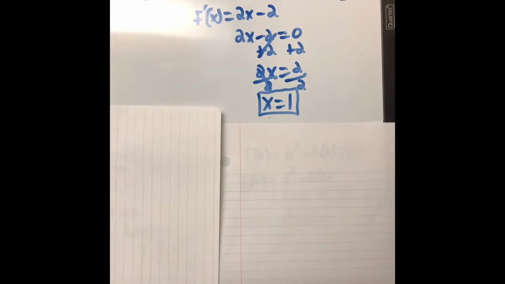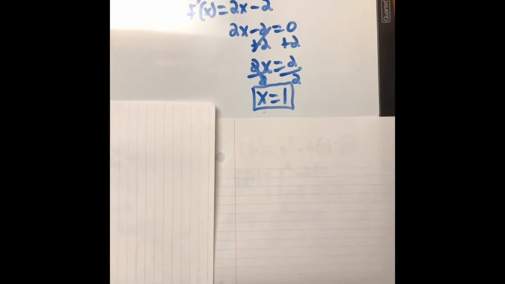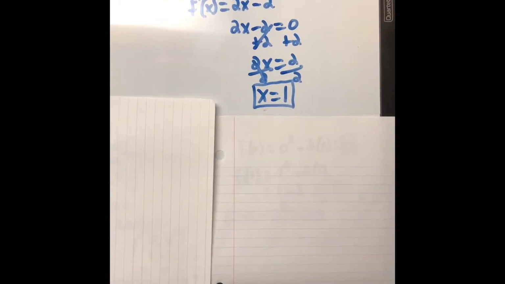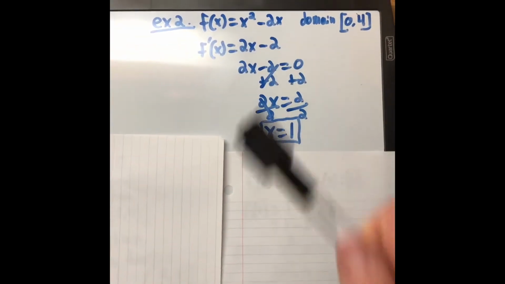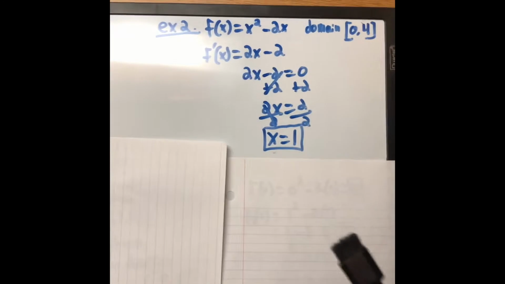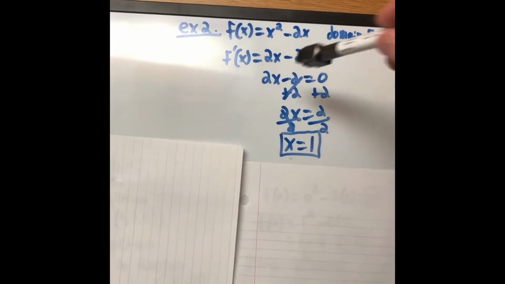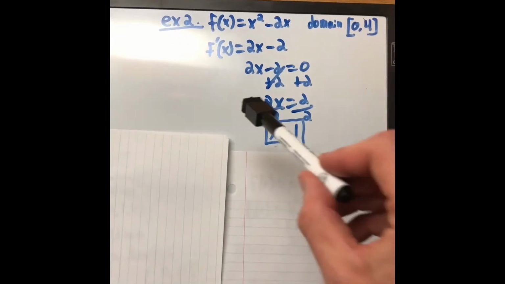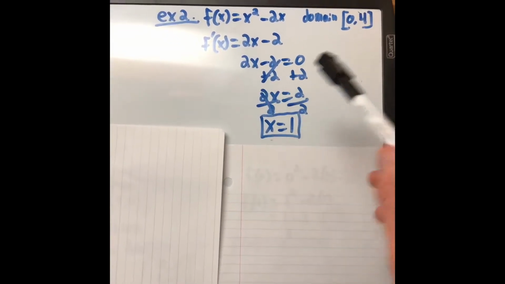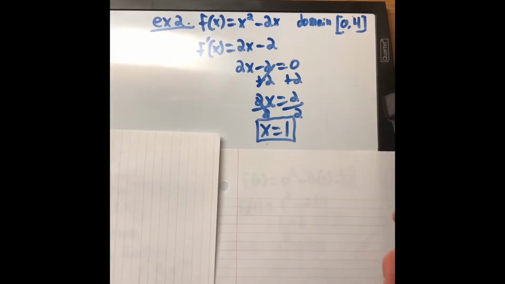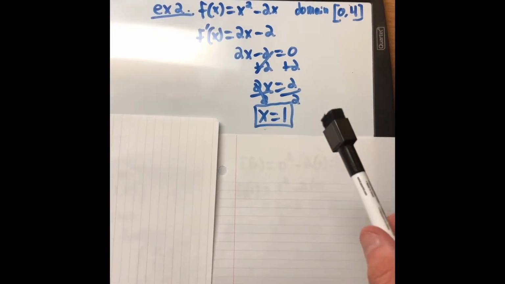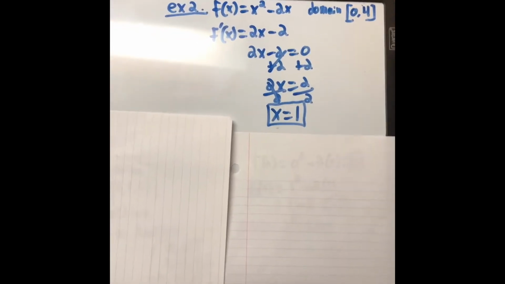Here's another example of using the first derivative test, but at the end, we're going to find critical points as well. So in this example, f(x) = x² - 2x with a domain of [0, 4]. f'(x) = 2x - 2 is the derivative of the first function. So you have 2x - 2 = 0. Add 2 to both sides, you get 2x = 2. You get x = 1.